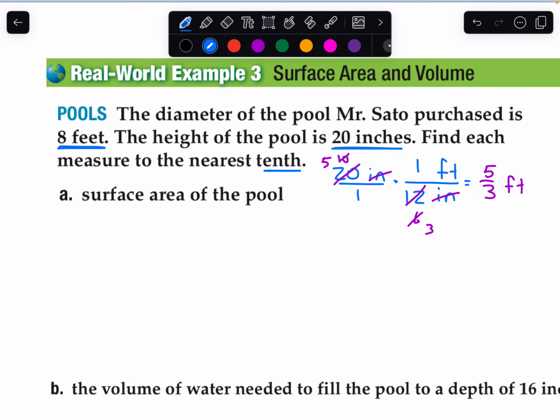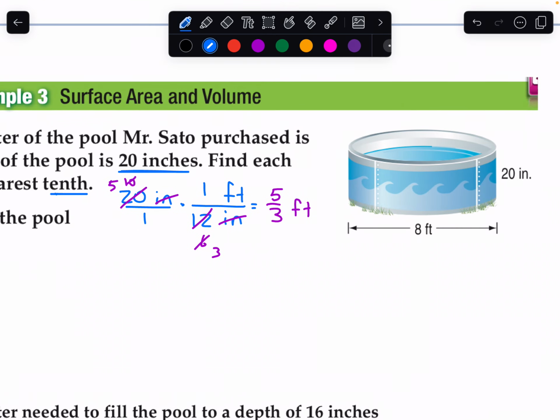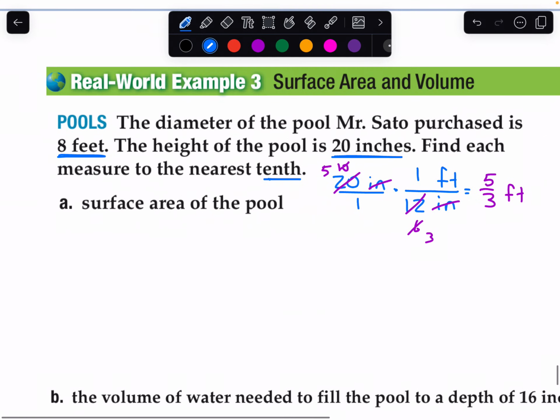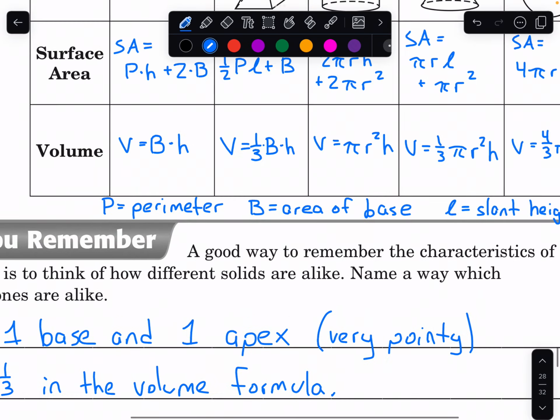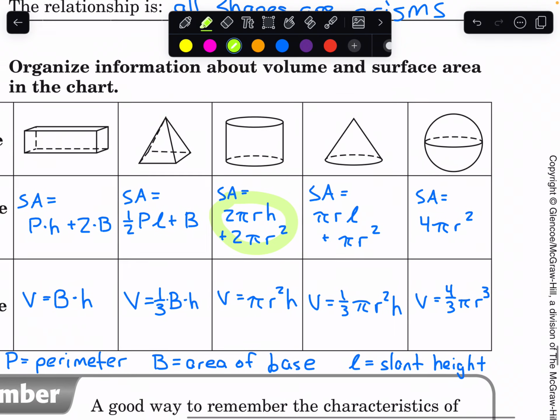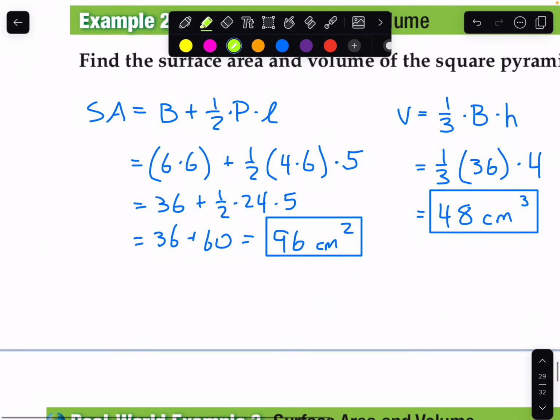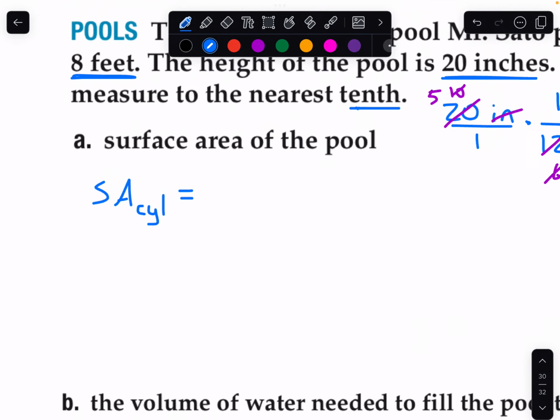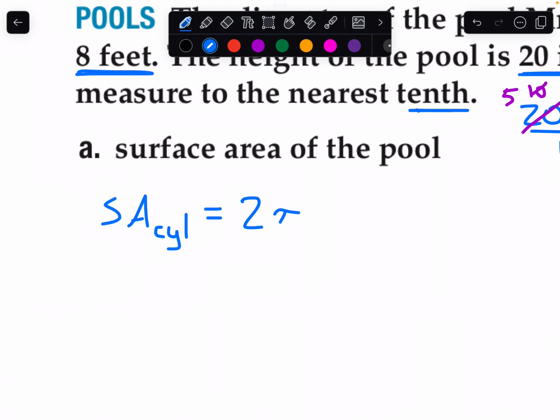So, surface area of the pool. The pool itself is clearly a cylinder. Surface area of a cylinder. Let's remind ourselves of that one. Right here. 2 pi r h plus 2 pi r squared.